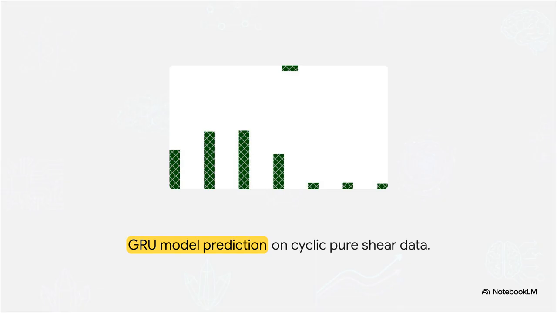But check out the right side. This is the model trained on the augmented cyclic FFT dataset, where they applied that linear interpolation technique we discussed. That augmentation allowed the GRU network to deeply understand the path-dependent plasticity, giving us predictions that track the complex physical reality with just remarkable accuracy.